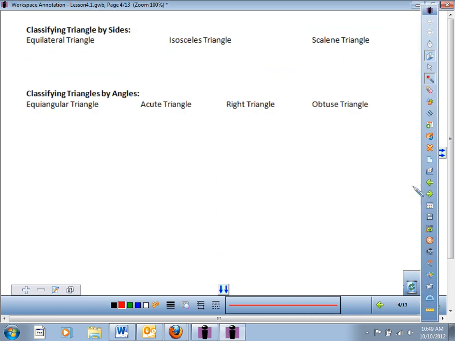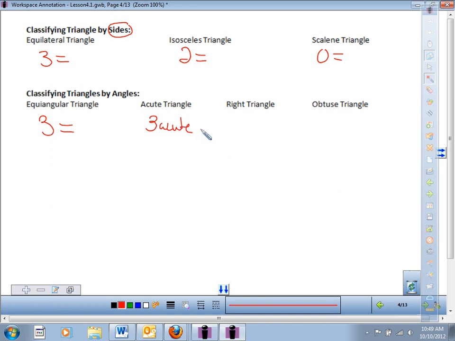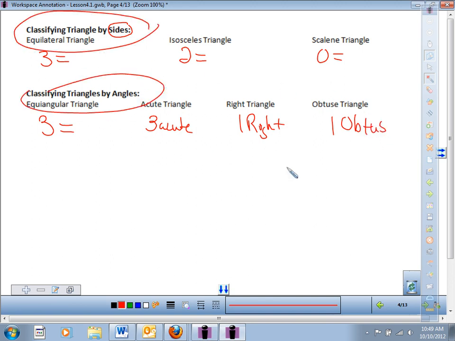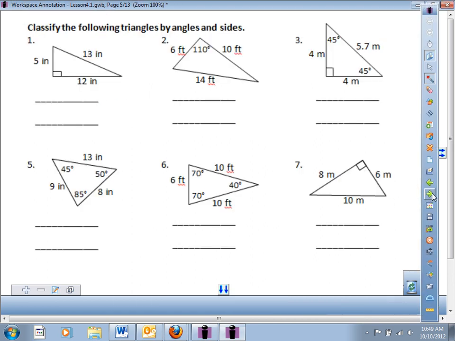All right, so there we go. There's our 7 ways. We have 7 ways to classify. We have 3 ways to classify by sides: equilateral, isosceles being 2 equal sides, scalene being 0 equal. So equilateral 3 equal, 2 equal, 0 equal. And classifying by angles, we have equiangular with 3 equal angles. Acute triangle, we have 3 acute angles. Right, you have 1 right. Obtuse, you have 1 obtuse. Okay, so there's our ways. Now again, this is one way, and this is another way. Okay, so let's go work on these guys and start classifying some triangles.